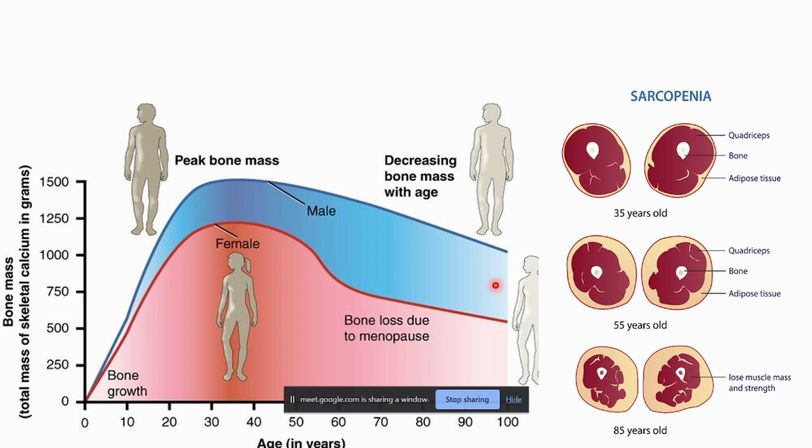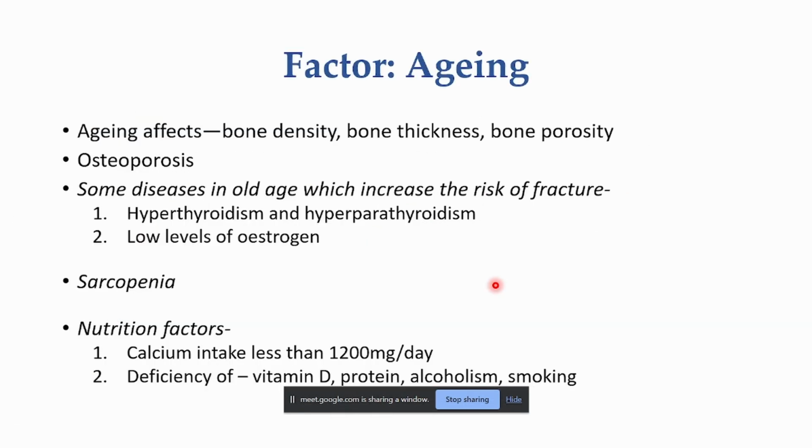Also, sarcopenia. Sarcopenia is an old age disease in which muscle mass and bone mass decrease, and hence it causes weakening of the bone. Also, nutrition factors. In old age we need to provide more nutrition. For example, the calcium intake for adults is about 1,000 milligrams per day, while in old age we need to give about 1,200 milligrams per day. Also, protein deficiency and vitamin D deficiency increase the risk of fractures, and alcoholism and smoking also increase the risk of fractures.